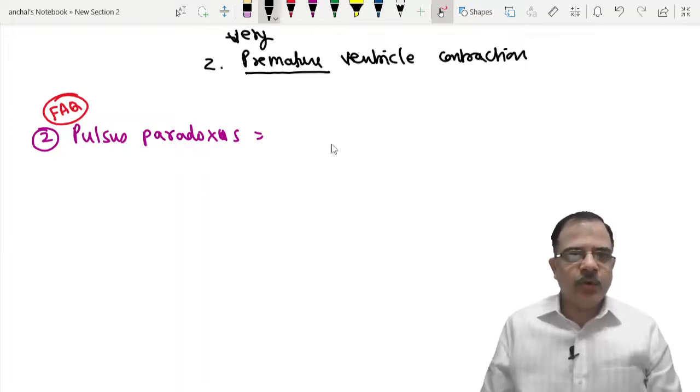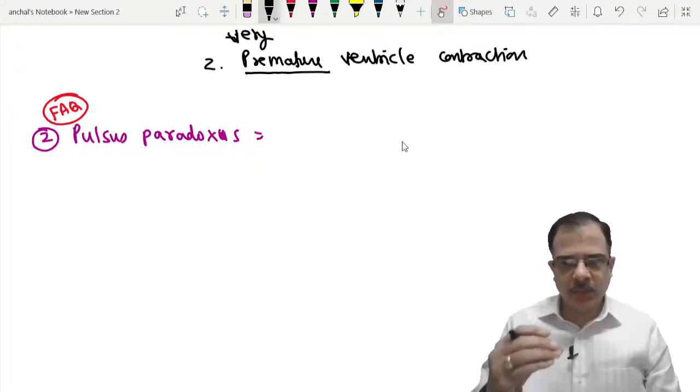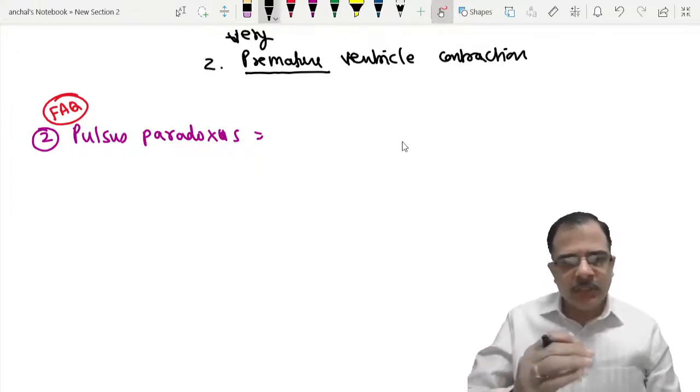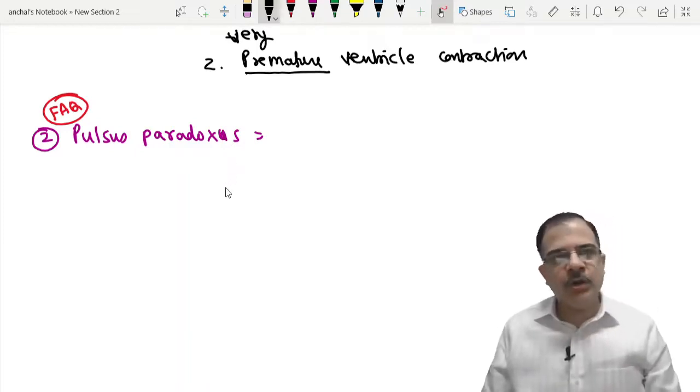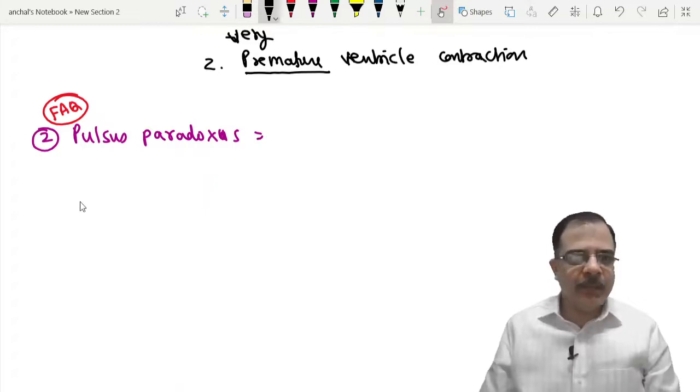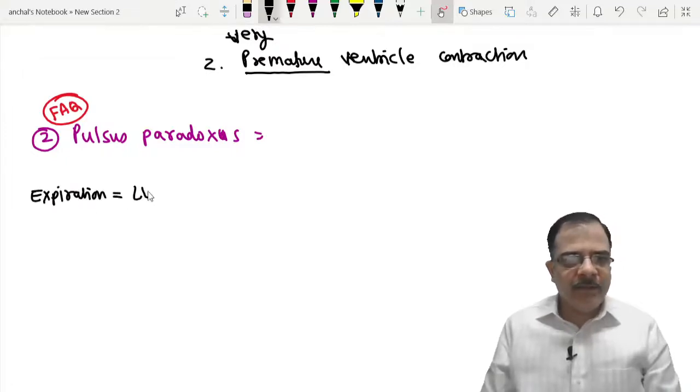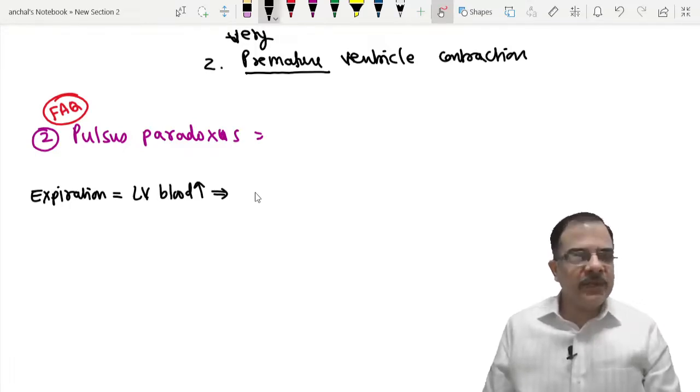Now, pulsus paradoxus. We have done in yesterday's class that during inspiration and expiration the blood filling of the heart varies. Recalling the same basics again, remember during the expiratory phase, left ventricle blood is more. That means stroke volume is more during the expiratory phase, and if the stroke volume is more, systolic BP will be more.